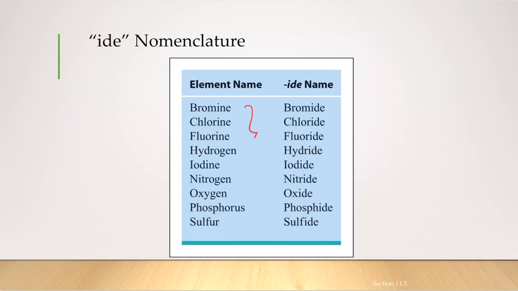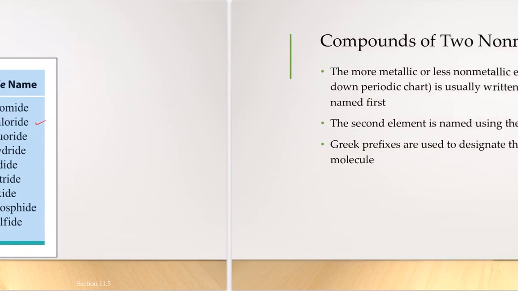And here are some other examples. So here are the non-metals that you can have. Bromine should be represented as bromide. Chlorine should be represented as chloride. Fluorine, fluoride. Hydrogen, hydride. Iodine, iodide. Nitrogen, nitride. Oxygen, oxide. Phosphorus, phosphide. Sulfur and sulfide.